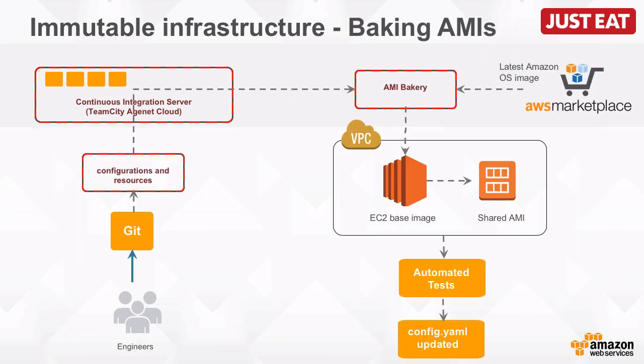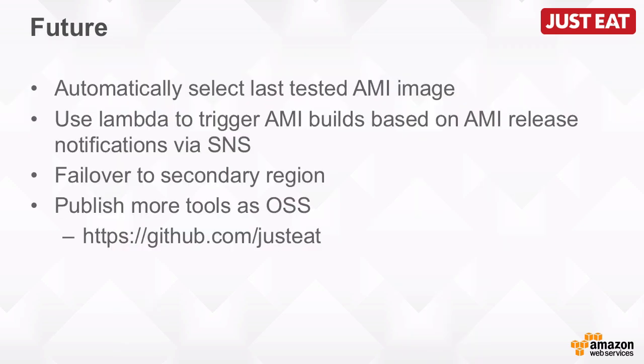Same happens with our AMIs. We define what goes into our AMI in a declarative way within text files, and that lives in source control. When an engineer clicks a button, our CI server via our bakery picks the latest Windows or Linux AMI from the Amazon Marketplace and bakes a new AMI. This AMI is tested and a manual step takes that AMI and inserts it into our YAML file, which is used in CloudFormation. So what's next?